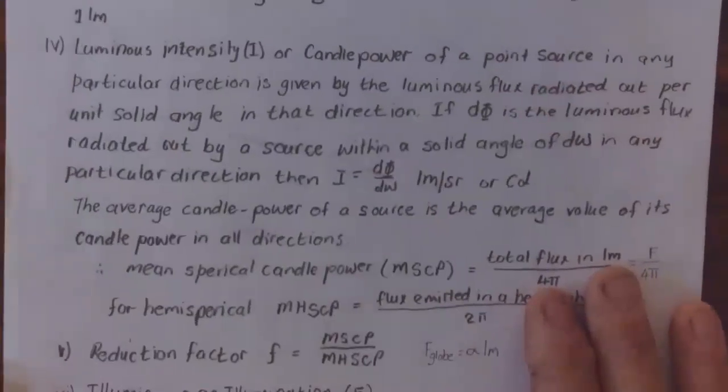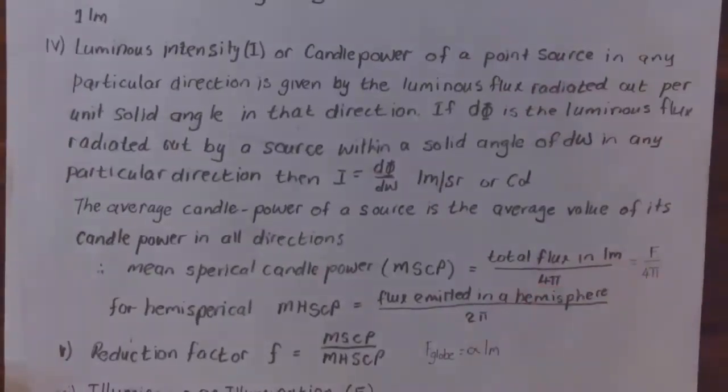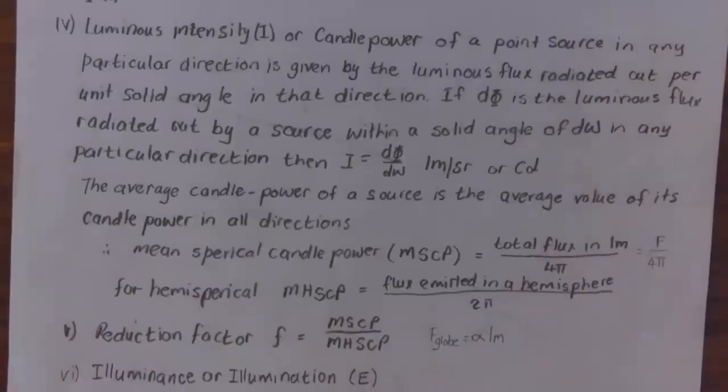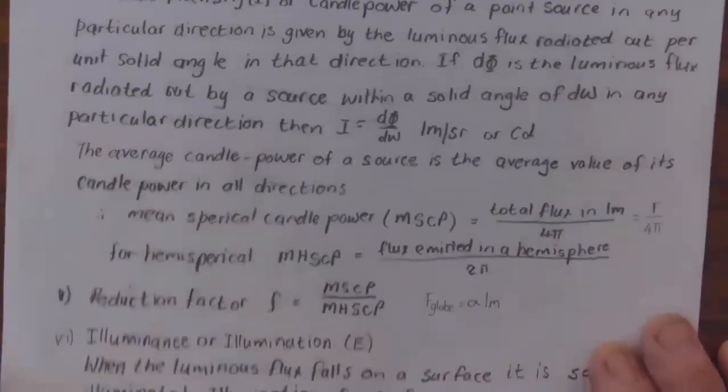Luminous intensity, or I, or candle power of a point source in any particular direction is given by the luminous flux radiated out per unit solid angle in that direction. If d phi is the luminous flux radiated out by a source within a solid angle of d omega in any particular direction, then I is d phi over d omega, which is lumens per steradian or candela.